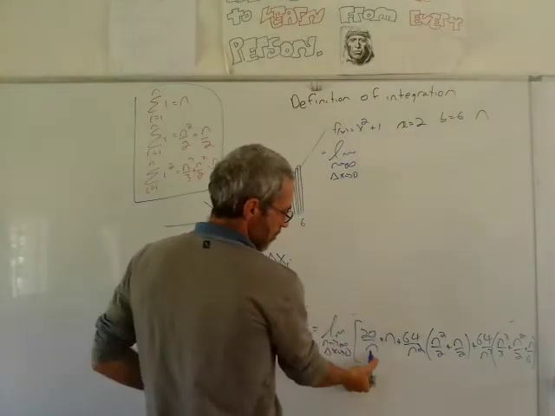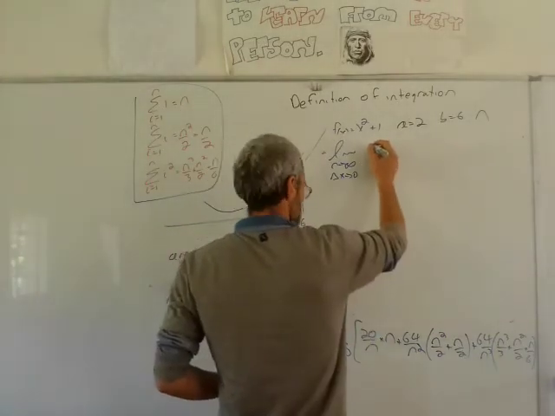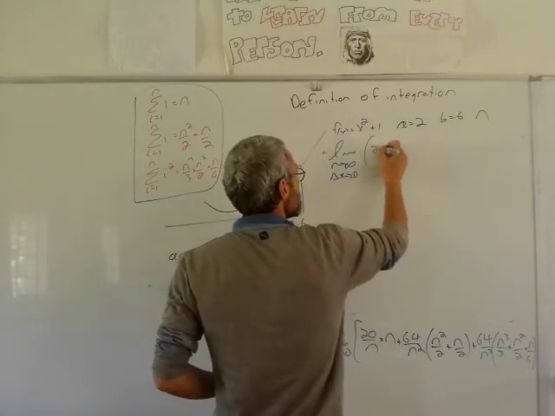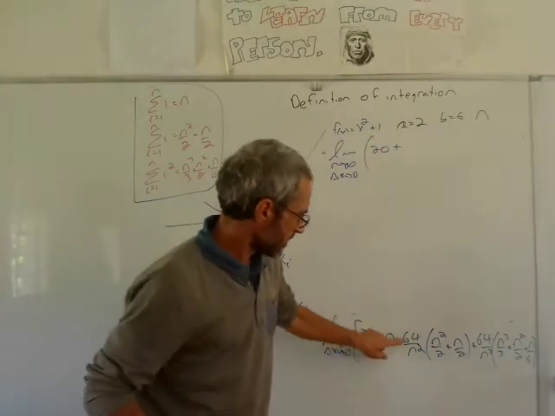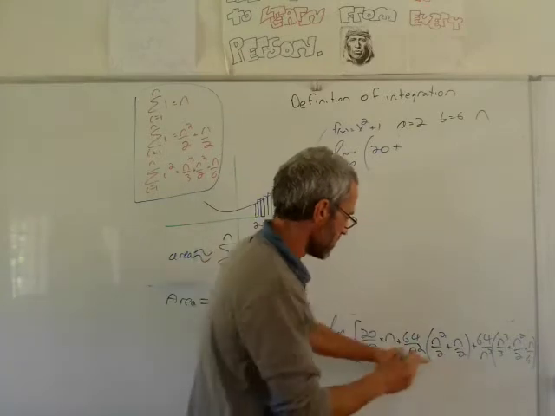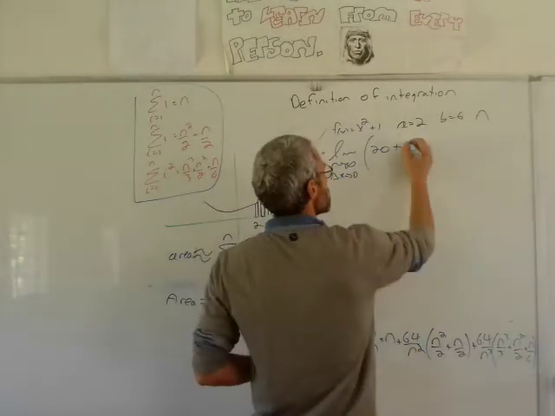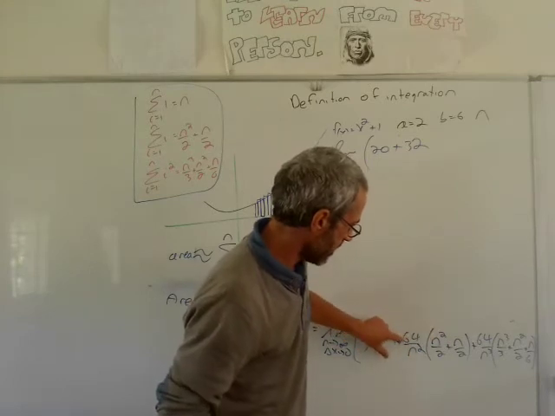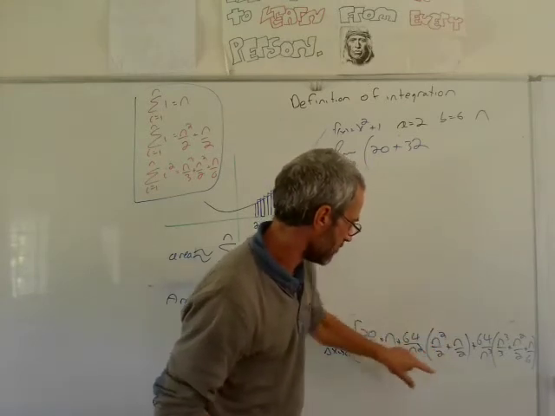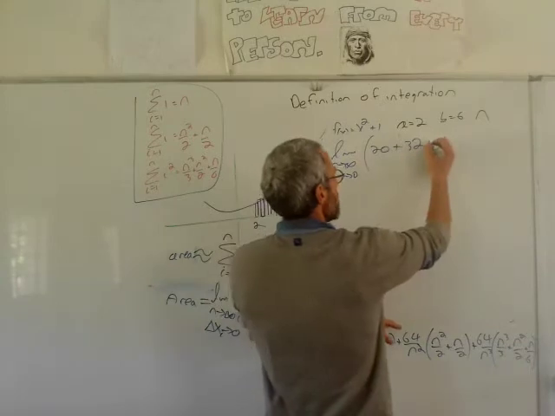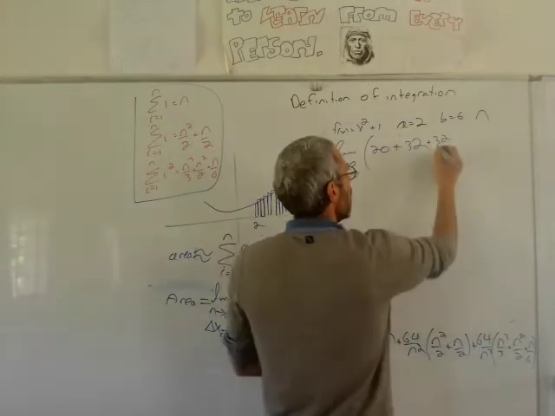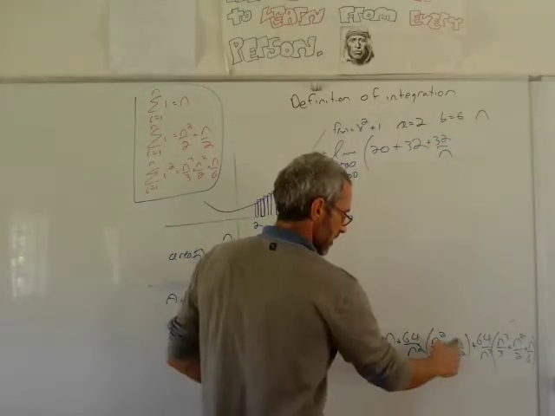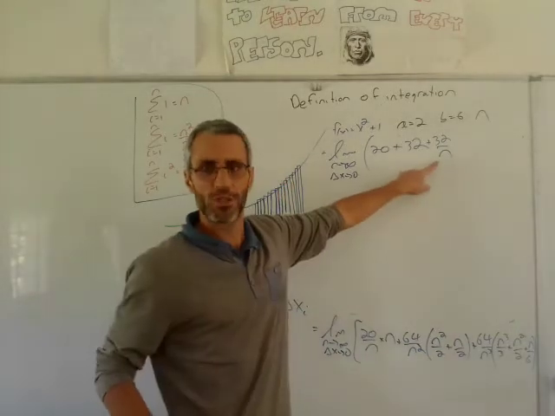Okay, 20 over n times n is just 20. Plus 64 over n squared times n squared over 2: 64 divided by 2 is 32, the n squared cancel out. And then 64 over n squared times n over 2 is going to be plus 32 over n, right? n divided by n squared, I've got n at the bottom.